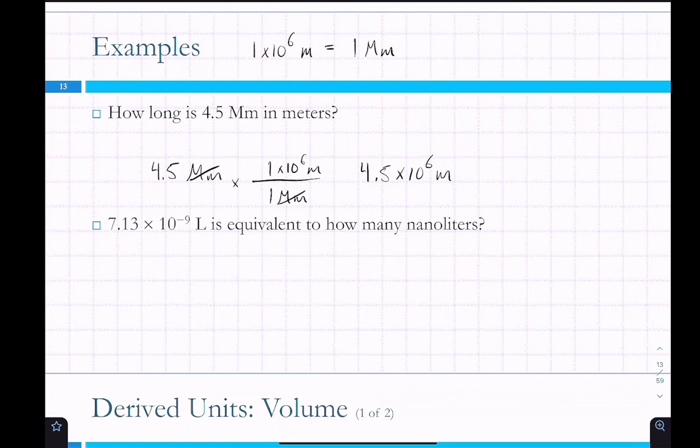And somebody else for the 7.13 × 10⁻⁹ liters? 7.13 nanoliters? Yeah.